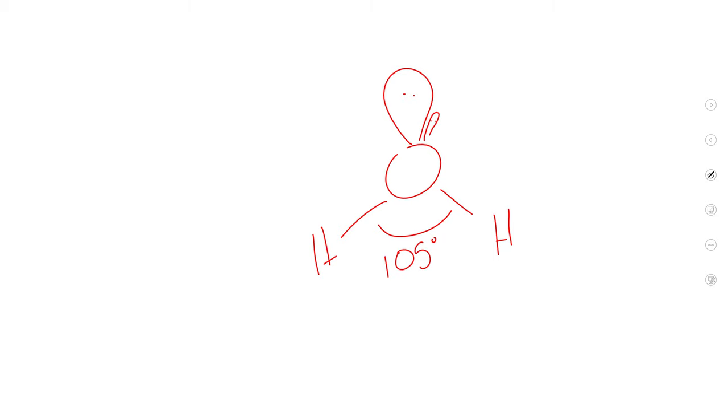Anytime you've got an asymmetry in the things around that central atom, you're going to have some degree of strain, and the larger the objects are, the more strain you're going to cause, the more deviation you see from that perfect tetrahedral structure.